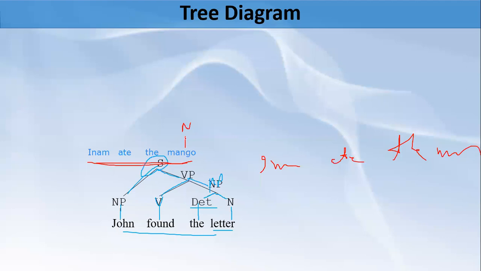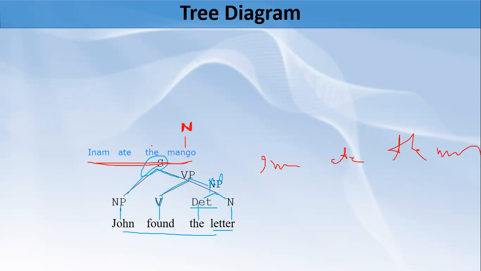Now, what is mango? Is it a verb? It's a noun. Noun is the name. Fine, good. So mango is the noun.